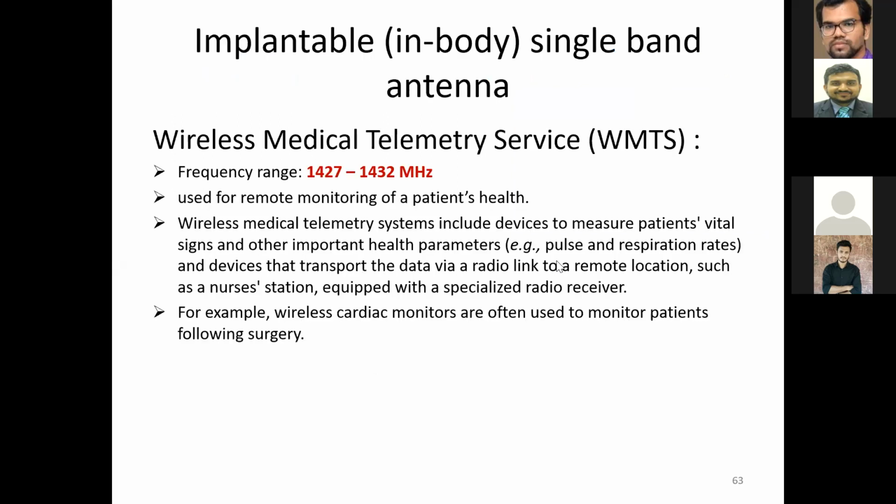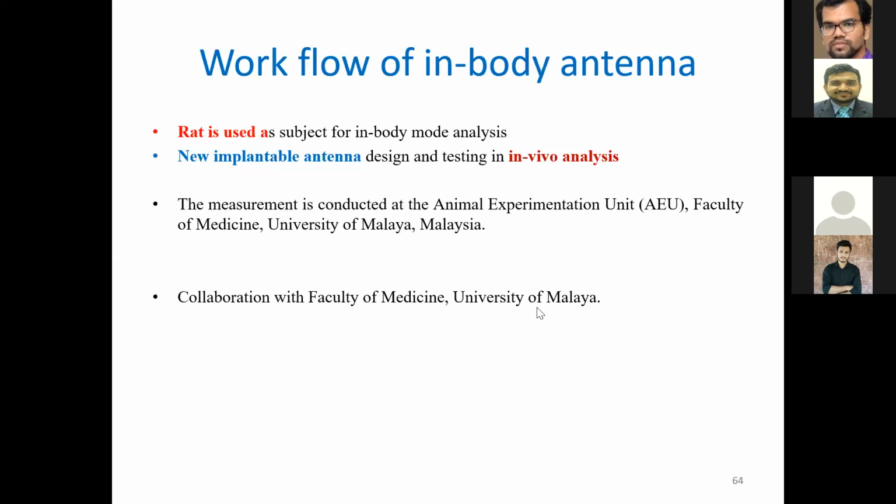For that, we have chosen the wireless medical telemetry service frequency range, because that's the given frequency from the IEEE benchmark. The benchmark frequency can work from 1.27 to 1.32 gigahertz. So we take this frequency as our target. For that purpose, we have the workflow.